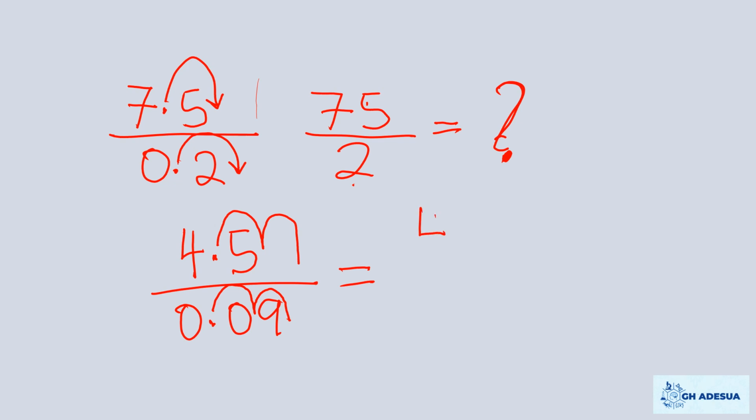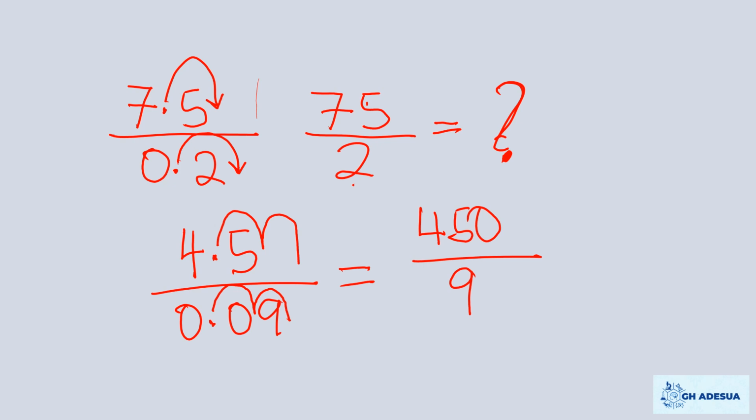So you have 450 divided by 9. Is that okay? Now, when you solve this, the final answer is the answer for that question. You will not need to move any decimal places to the left or to the right. Is that okay?